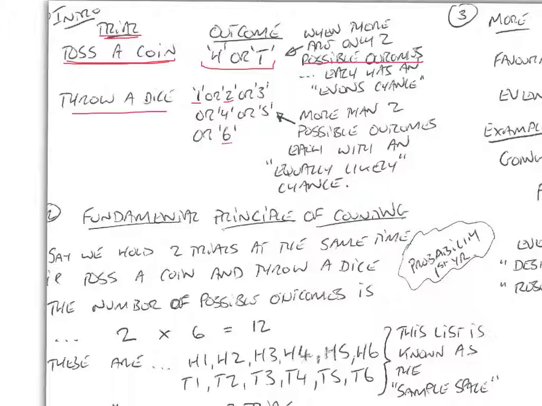or 6, okay? And where there are only two possible outcomes from a trial, then we say that each outcome has an evens chance. But if there's more than two possible outcomes from a given trial, then we say that each has an equally likely chance. When we throw a dice, it's equally likely that we'll get a 1 or a 2 or a 4 or a 5 or a 6 or a 3 or whatever.